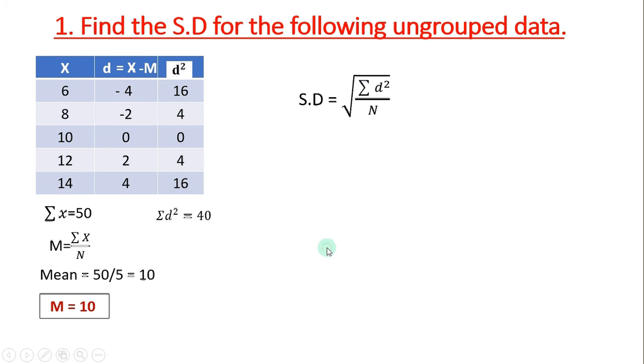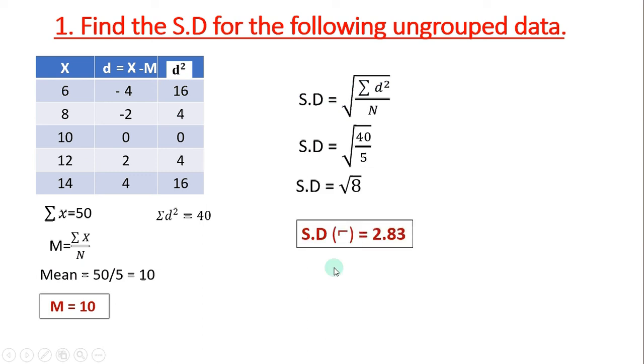Now use the formula. Standard deviation is equal to square root of sigma d square by n. So square root of 40 by 5, we get root 8. So root 8 is, sigma is equal to 2.83. This is how we have to calculate standard deviation for ungrouped data.